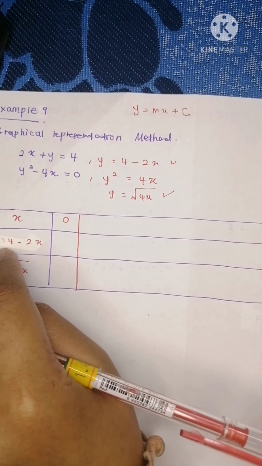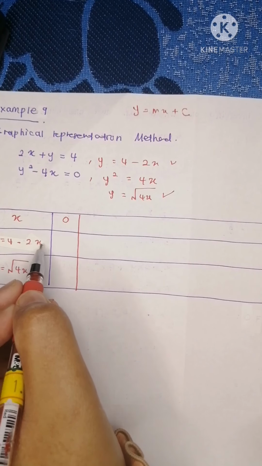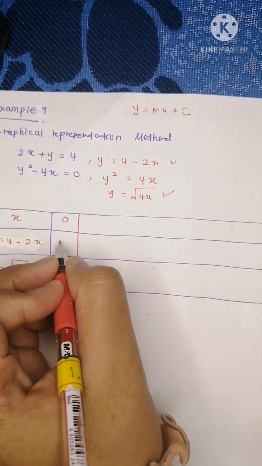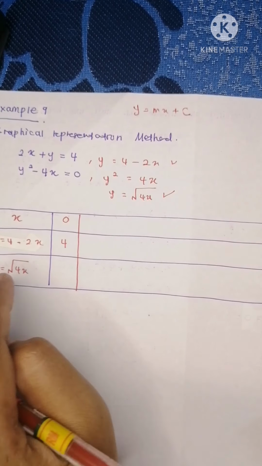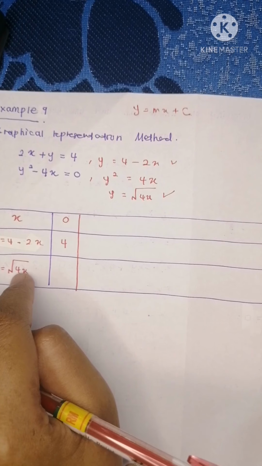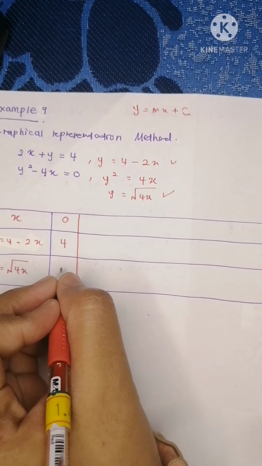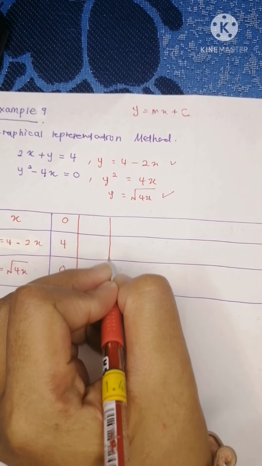So in equation 1, y is equal to what? x is equal to 0, so 4 minus 2 times 0, which is 0. So y is equal to 4. Okay, we're done for this one. And then for the second equation, y is equal to 4 times 0, so square root of 0, you will get 0. Now we're done for this one.